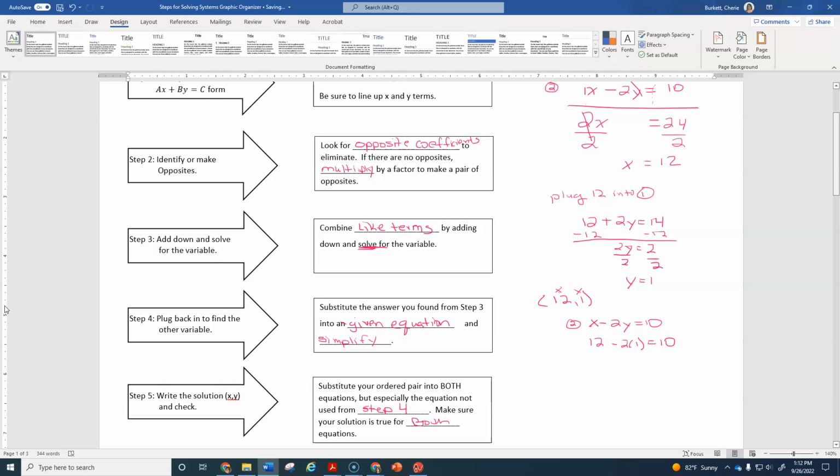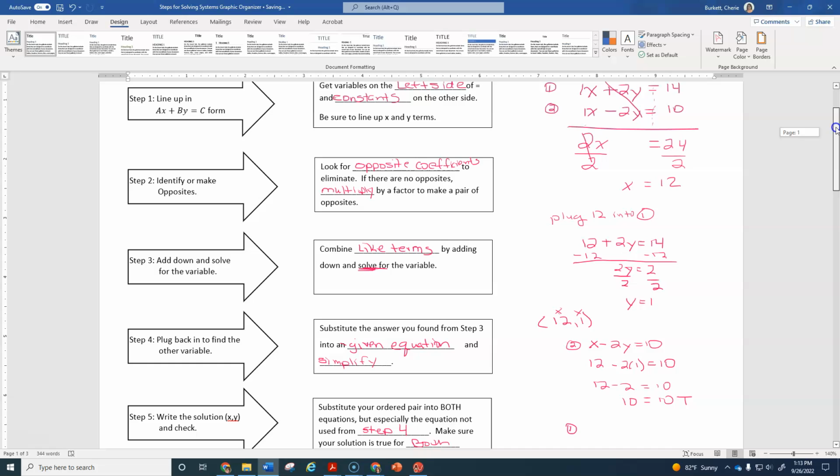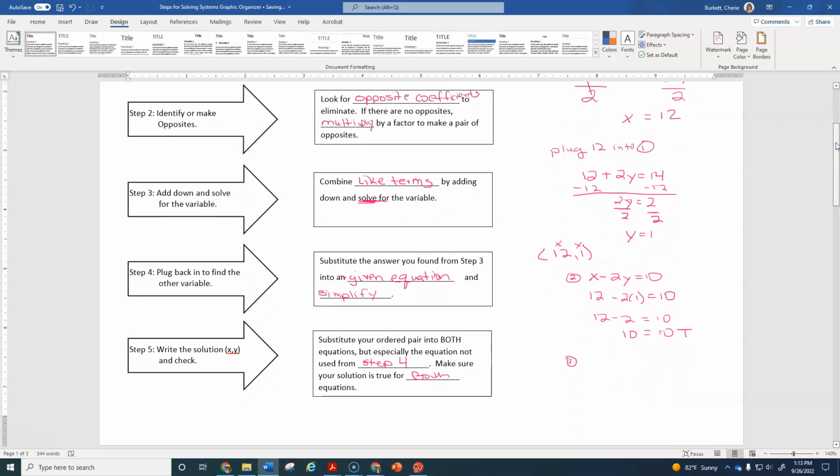I'm hoping for a true statement. 12 minus 2 is equal to 10. 12 minus 2, I get 10 is equal to 10. That's a true statement. So it's a very safe thing to go back now and plug it into equation number 1. Equation number 1 is the equation that said x plus 2y equals 14. So x plus 2y equals 14. The x is 12. The y value is 1. 12 plus 2 times 1 is 2.